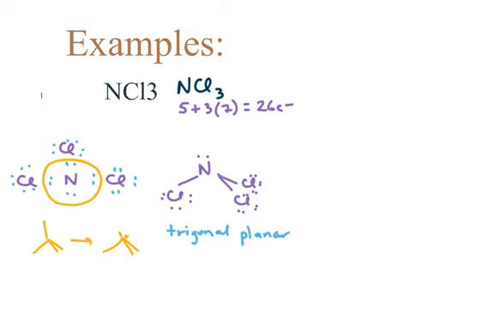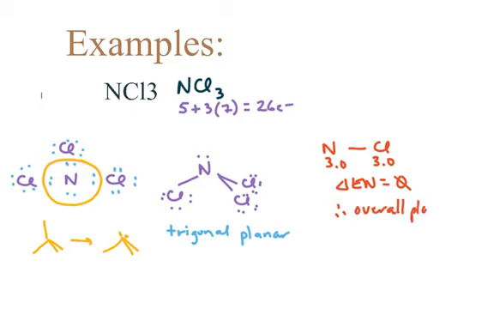So let's do a little bit of side work here. So my nitrogen is a 3.0, and my chlorine is a 3.0. Therefore, my difference in electronegativity is a 0. Therefore, my overall polarity, ooh, that's not how you spell polarity. Polarity is covalent. Or we could say nonpolar if we wish. There's example number 1.